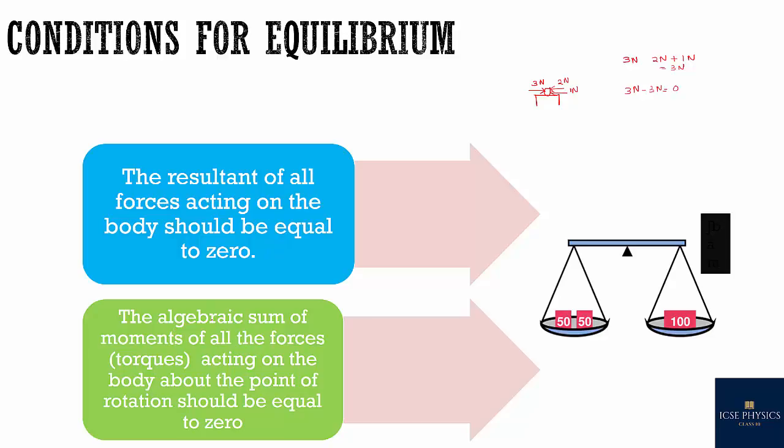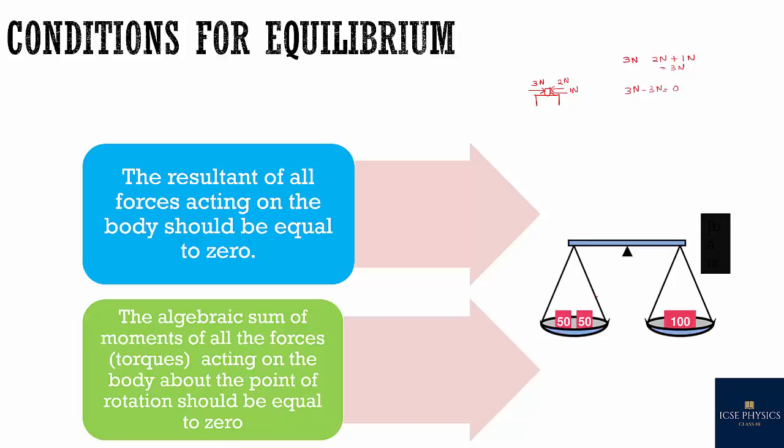Then the second condition, the algebraic sum of moments. Whenever moments are involved, it means there is a turning effect. Moment is torque or turning effect. So the algebraic sum of moments of all forces or torques acting on a body about a point of rotation should be equal to 0. As you can see here.